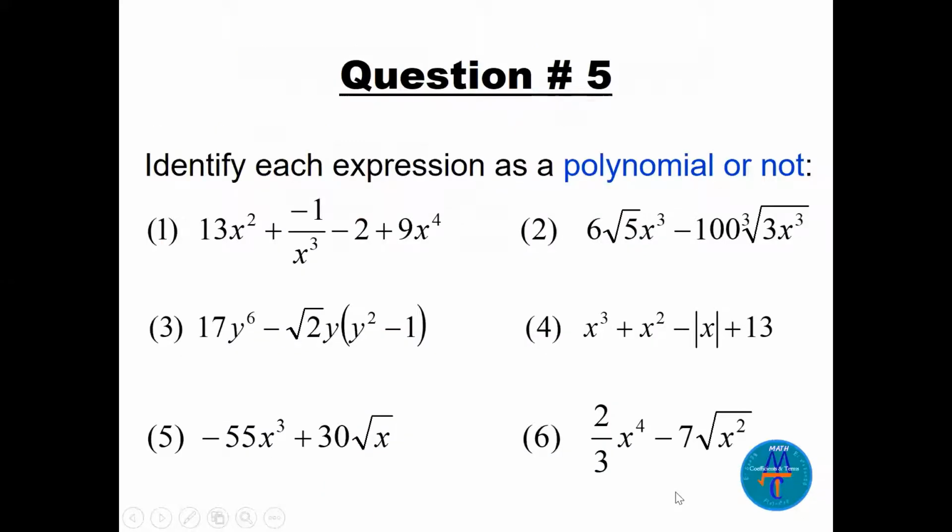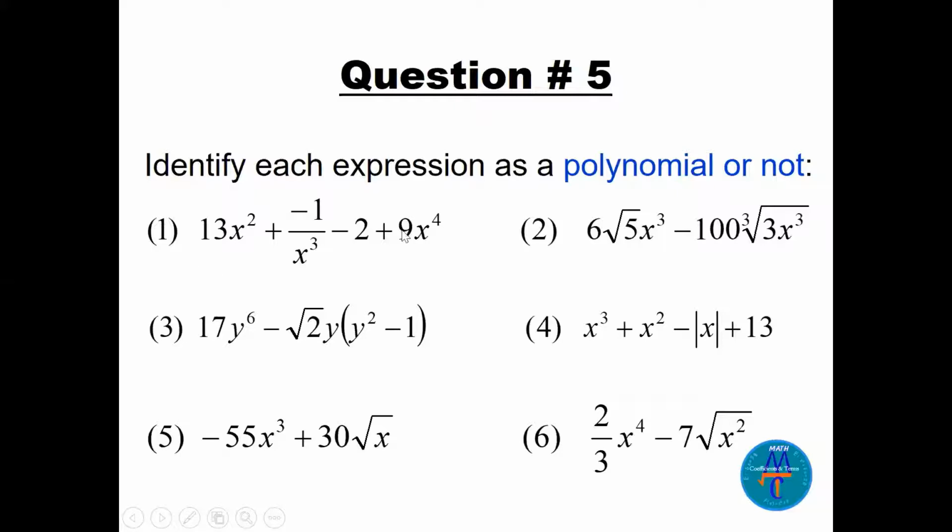Let's see more. Identify each expression as a polynomial or not. Now you have to understand what a polynomial is. A polynomial has many terms in the same variable, with all the powers positive integers or 0. You can go back to the algebra lecture about polynomials or rational expressions, or you can also check basic math terms. Now we have 6 questions: 1, 2, 3, 4, 5, 6.